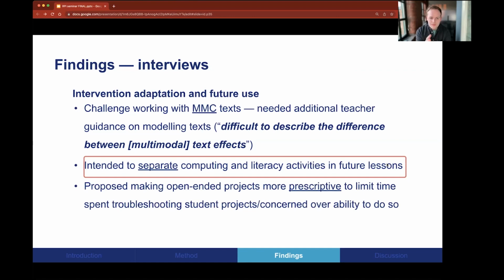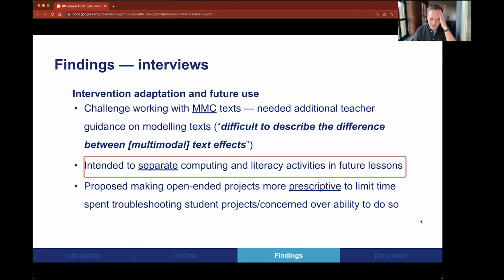And also thinking about this idea of open-ended projects where students have agency and can tell their own stories. He intended, working with other teachers in the school, to make it more prescriptive and limit the time spent troubleshooting student projects, because of his concern over his ability and others' to do so. Of course, with an open-ended project, you have 28 instances where a student could create something that doesn't work. And if it's an example of a project that you haven't encountered before, then you might not know how to troubleshoot or help them solve it.